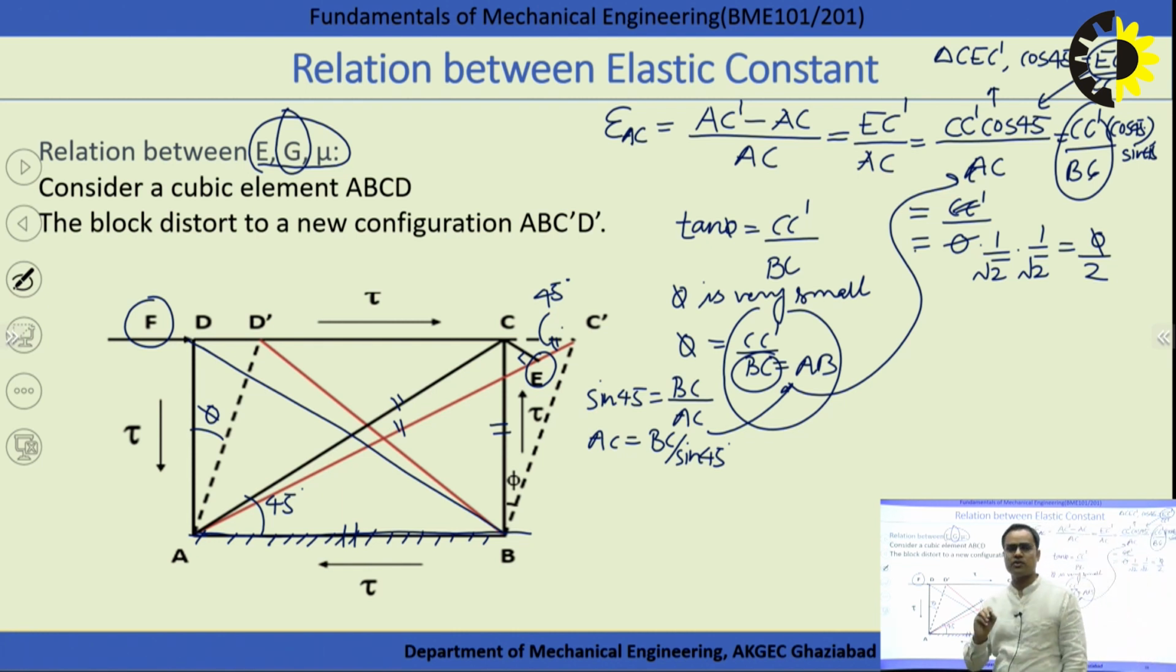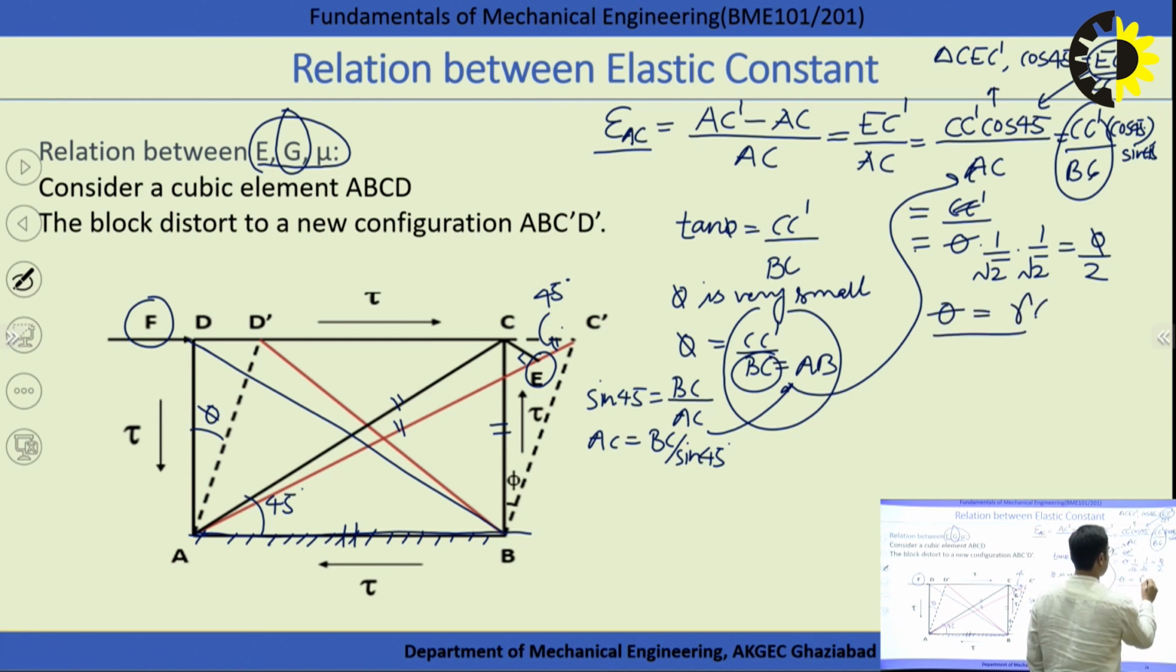So how much strain is induced in the diagonal AC? Normal strain, how much is induced? That is equal to phi by 2. And we also know phi is nothing else, that is known as the shear angle, and shear angle is also known as the shear strain. We have also seen that, because shear strain is nothing else but the shear angle. So we can write gamma by 2 is equal to the strain induced in the diagonal AC.